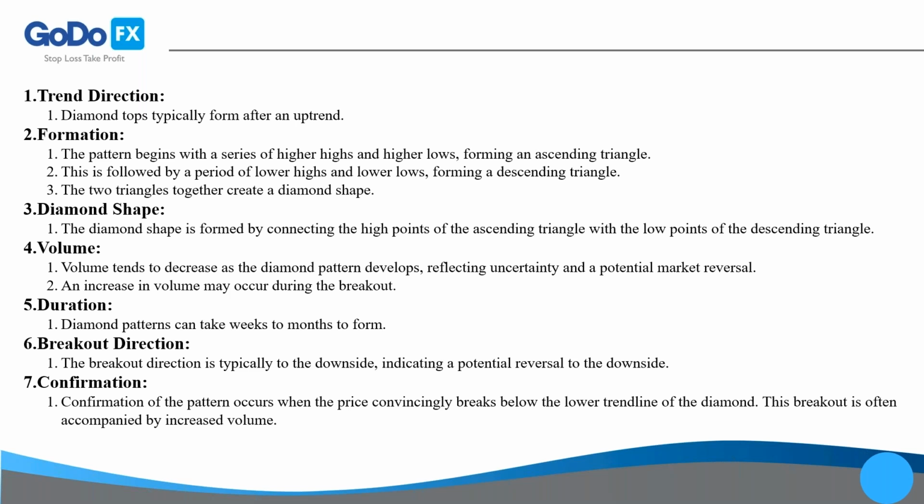So the duration of the diamond patterns can take weeks to months to form. And the breakout direction is typically to the downside, indicating a potential reversal to the downside. So this pattern is not a continuation, it's a reversal. And to confirm this pattern, the price convincingly breaks below the lower trend line of the diamond, and this breakout is often accompanied by an increase in volume.